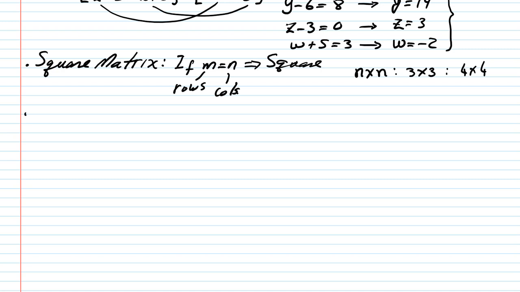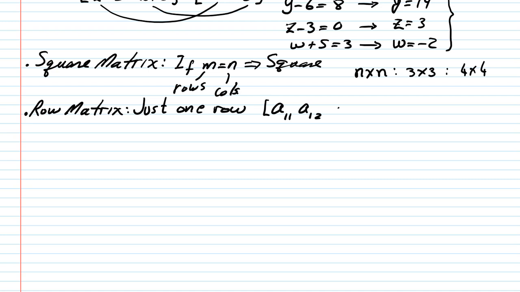Okay, now sometimes we come across what we call a row matrix. So what is a row matrix? A row matrix is just that. It has just one row, a single row, so they call it a row matrix. So what is this going to look like? Well, in terms of listing the elements of the matrix, A11, A12, A13, and so on, all the way to A1n. It has one row, but n columns. It's called a row matrix.